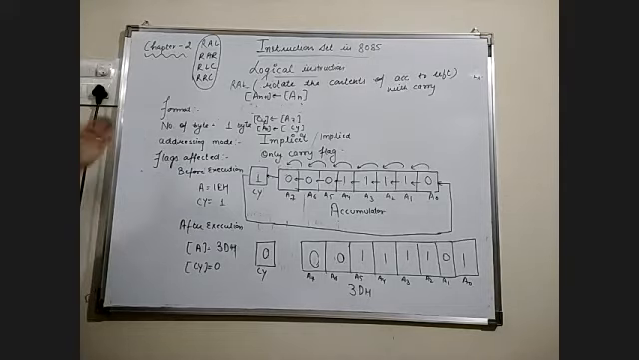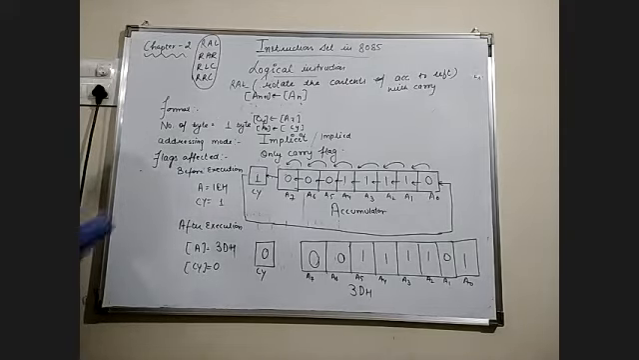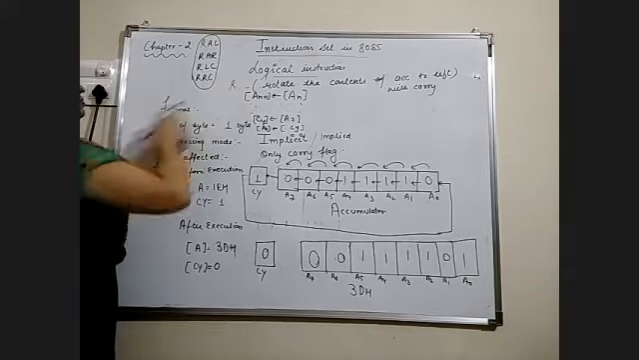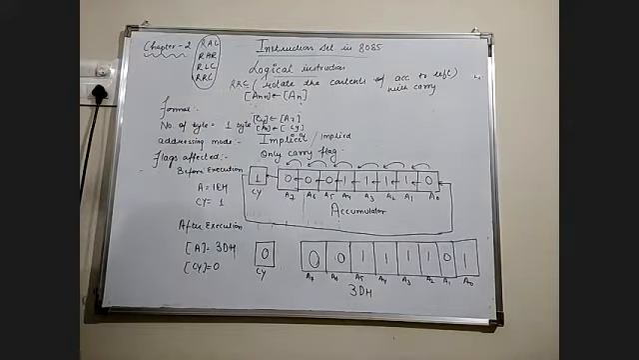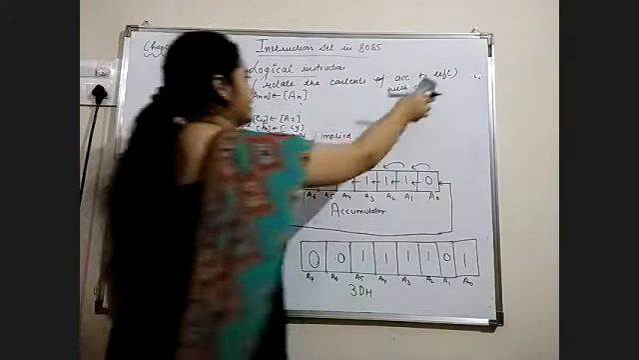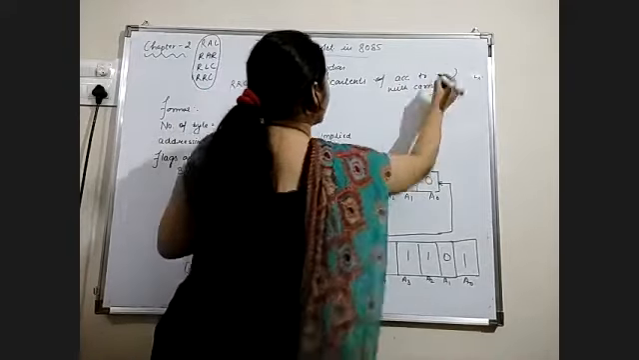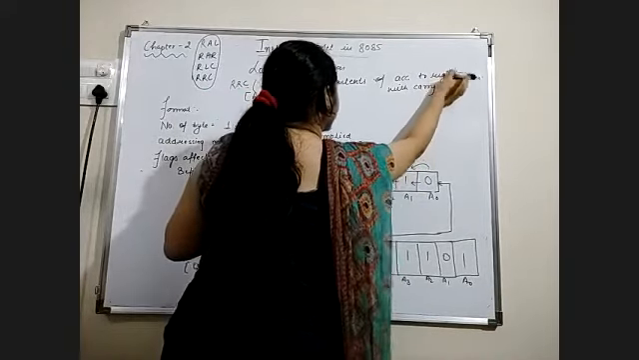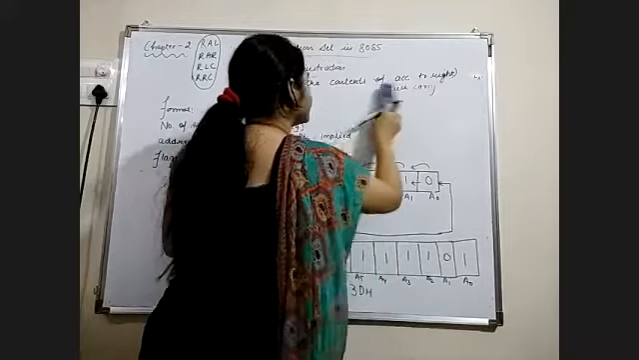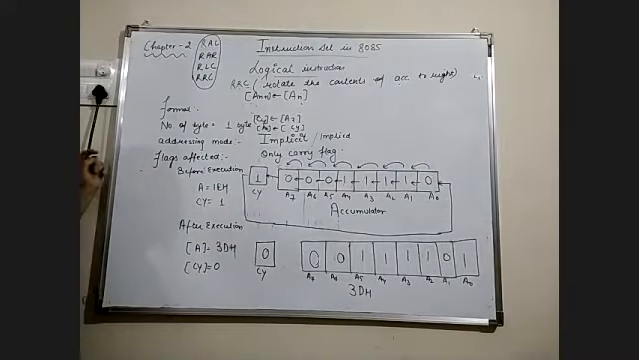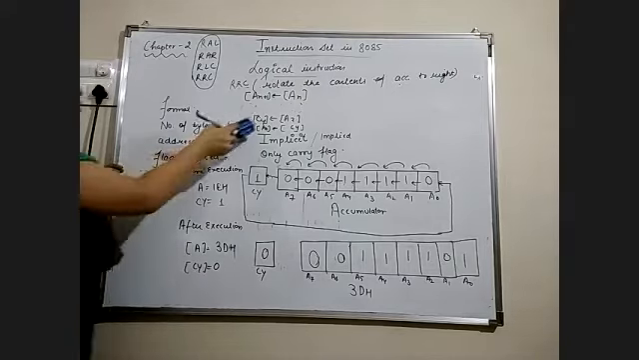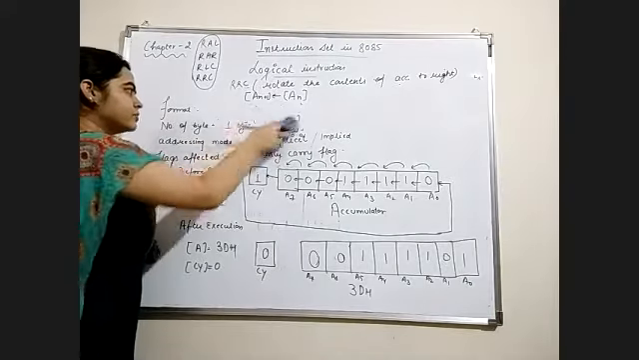Now we can see the next instruction, that is RRC. RRC means rotate the contents of the accumulator to right. So in this instruction, the carry flag is not included while we are rotating the contents. Initially, the format we can see later.